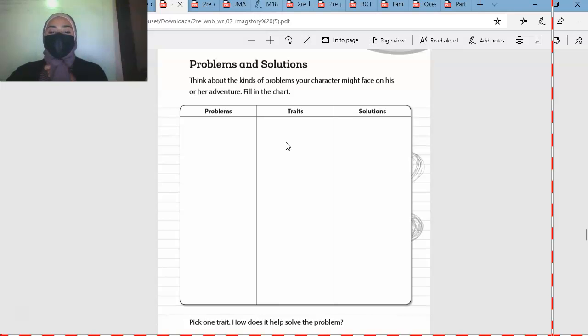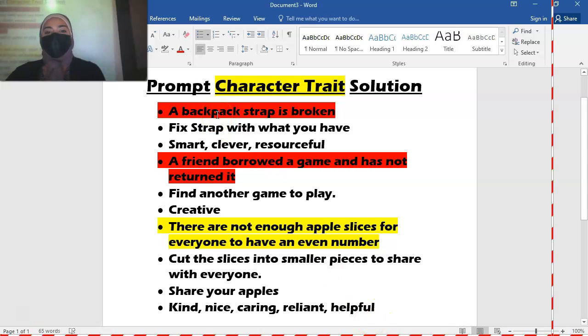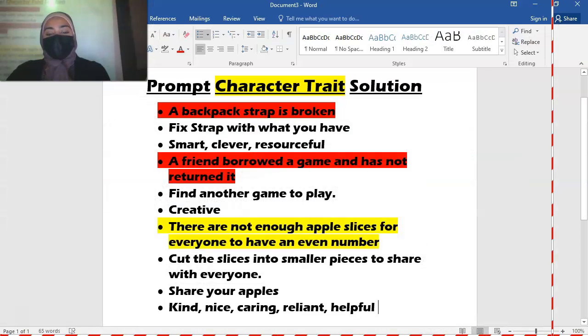So yesterday, for example, we talked about if a backpack strap is broken, what should you do? Well, you should fix the strap with whatever you have. And that means that the character trait that person has is they're probably smart, clever, or resourceful. That was just one example. And then we had another example about borrowing a game and then not enough apple slices. And we talked about that.